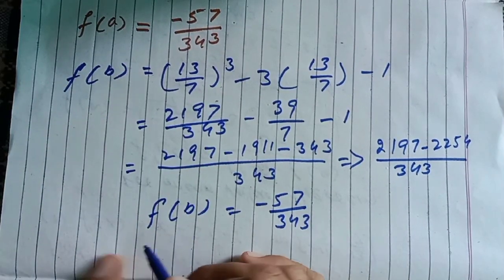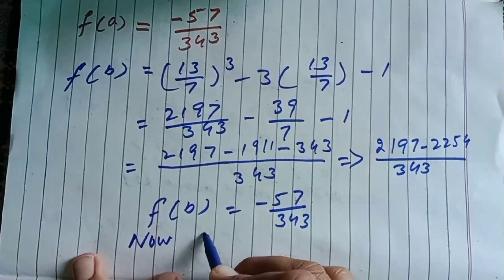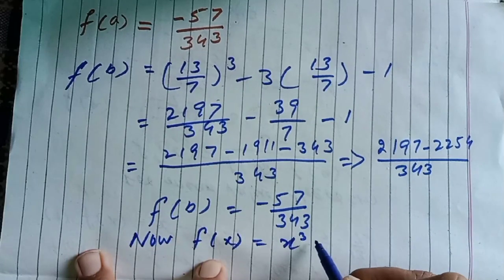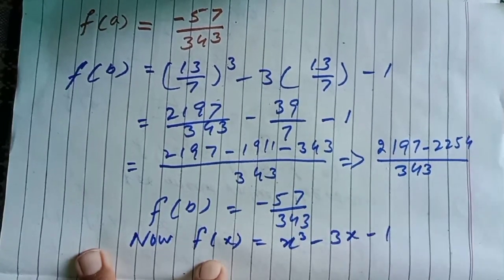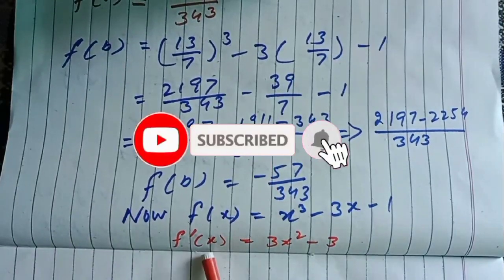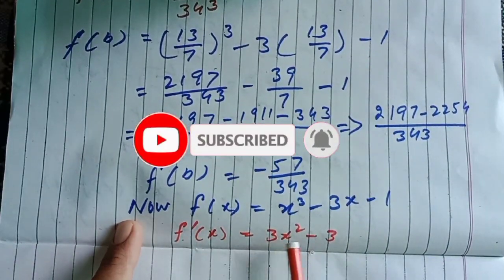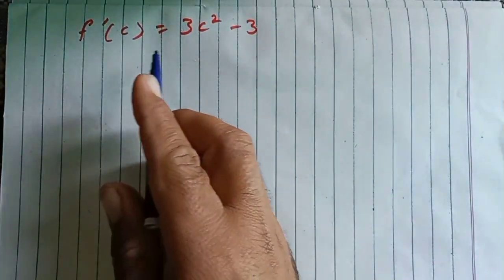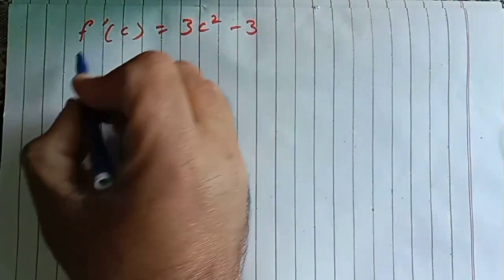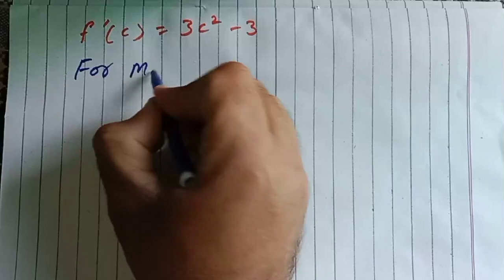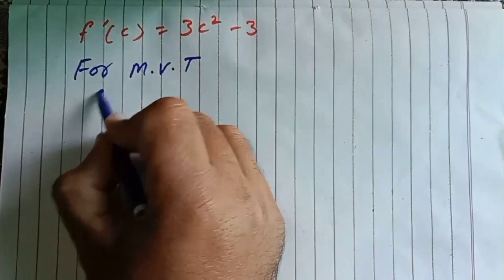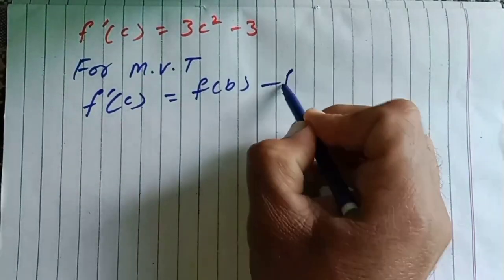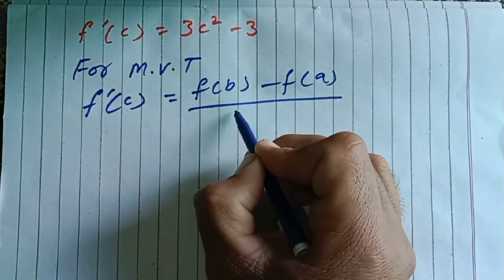So f(x) = x^3 - 3x - 1. Now f'(x) = 3x^2 - 3, and f'(c) = 3c^2 - 3. For the mean value theorem, f'(c) = (f(b) - f(a)) / (b - a).